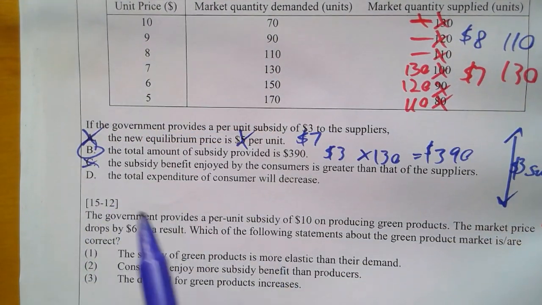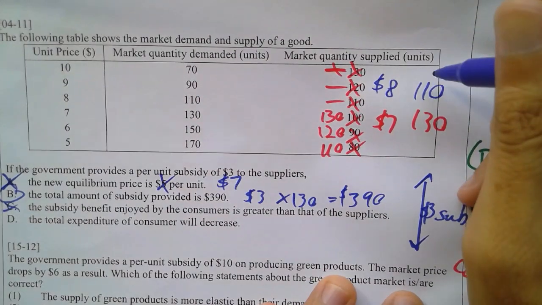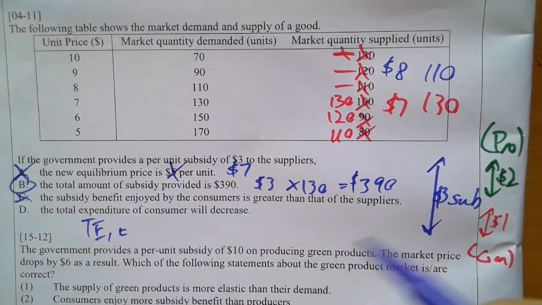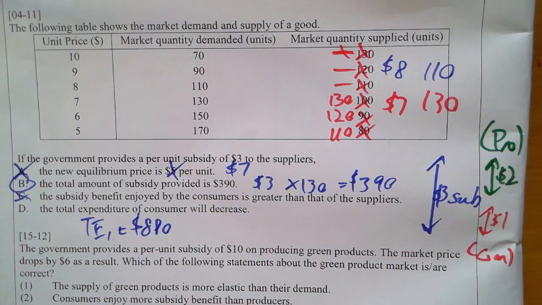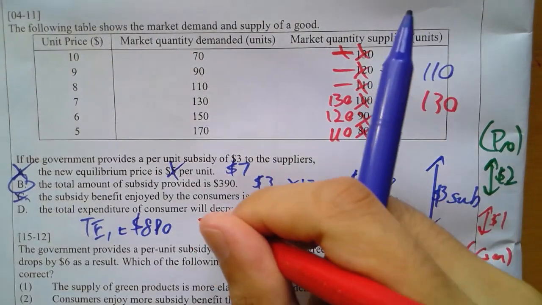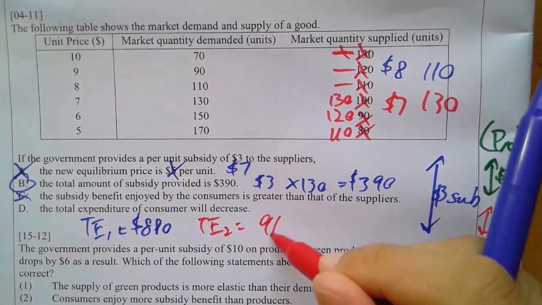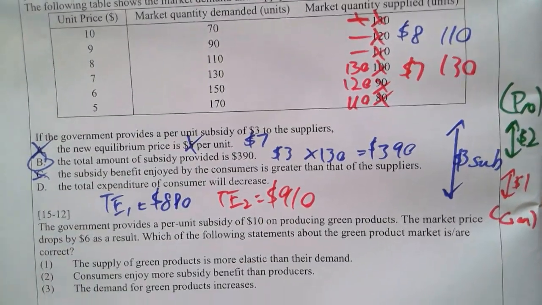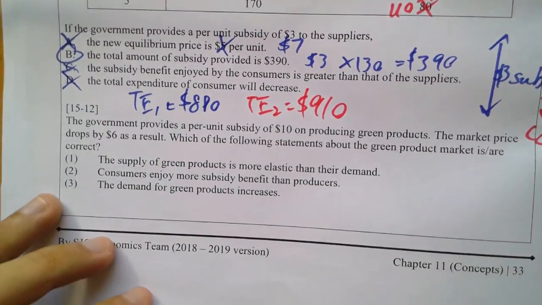What about D? Now D here, the total expenditure of consumer will decrease. Well, just work it out, right? Now, TE1 should be here. AA0, right? What about TE2? TE2 would be 910, right? So obviously it has increased, not decreased. So sorry, not correct. All right, now let's do one more.